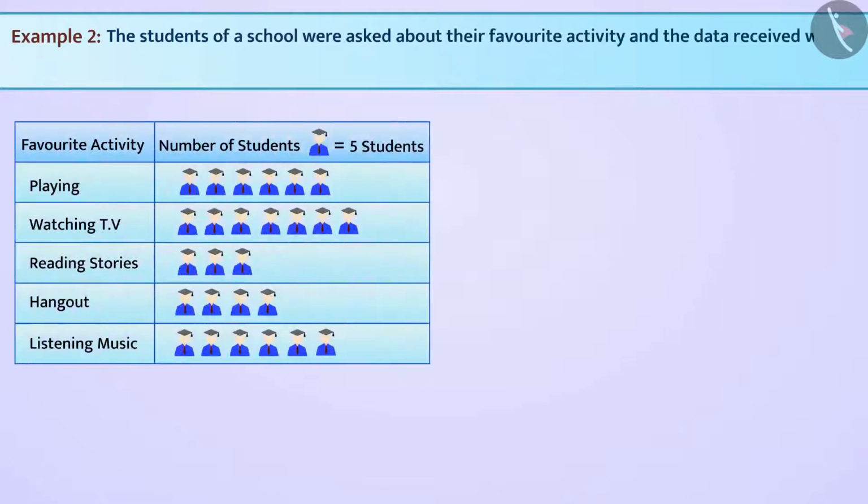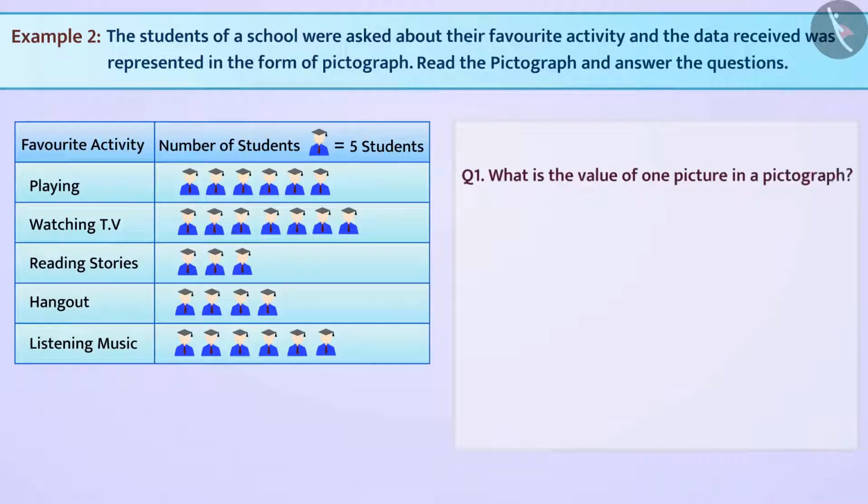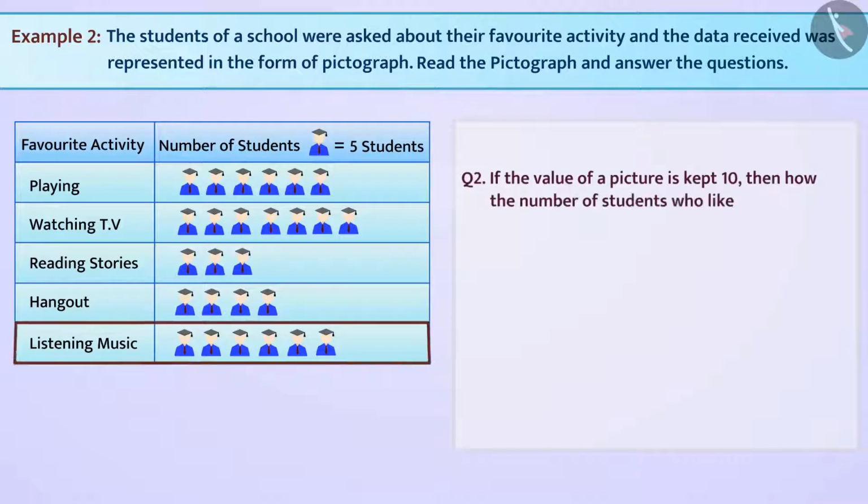Next example, the students of a school were asked about their favorite activity and the data received was represented in the form of pictograph. Read the pictograph and answer the questions. What is the value of one picture in a pictograph? The value of one picture in a pictograph is 5 students. If the value of a picture is kept 10, then how will be the number of students who like to listen to music will be represented?